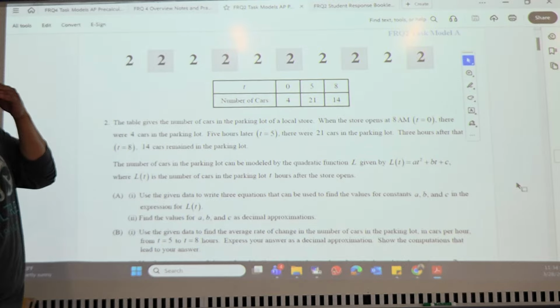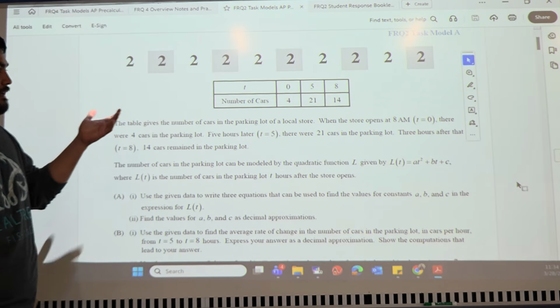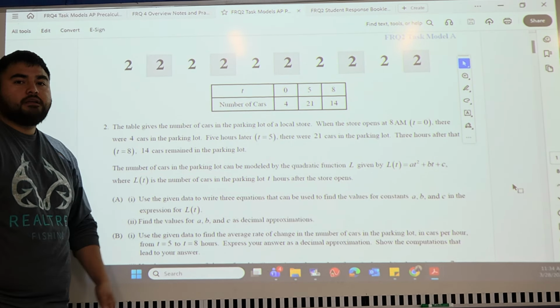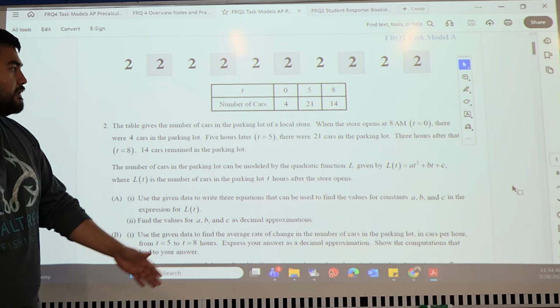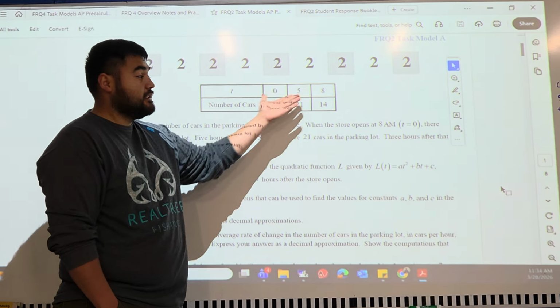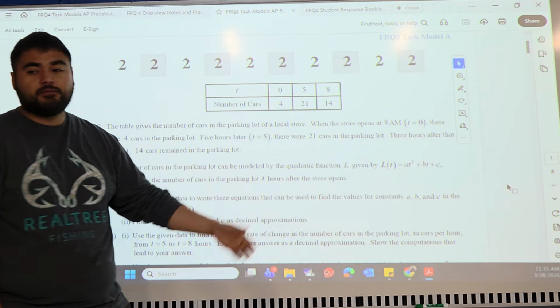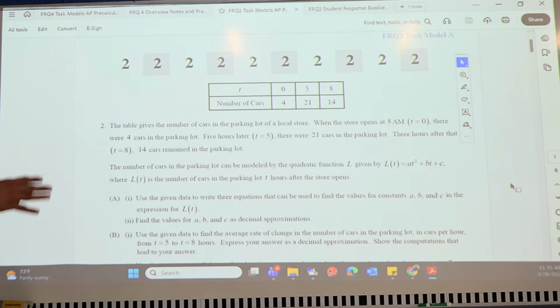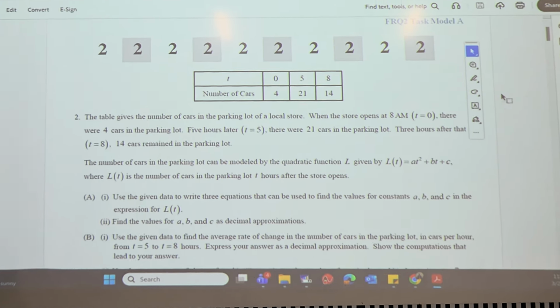So, one of the things to start off with is FRQ2, Model A, you're gonna go straight to Desmos. Your job is to plot these points. This table transferred to Desmos as a table, right? So let's do that first before we even bother reading all of this.